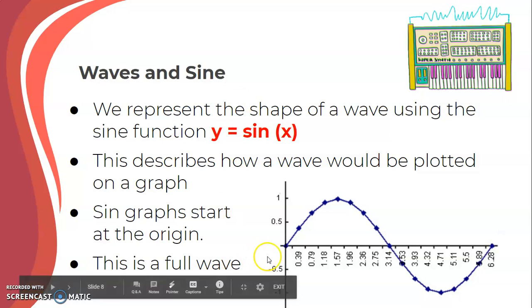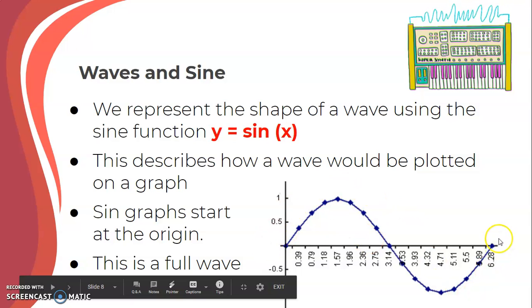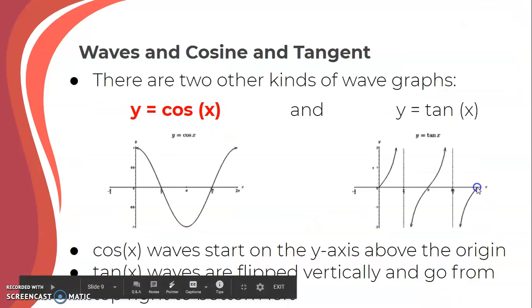Sine graphs always start at the origin, where the x and the y meet, at the values of 0, 0. This represents a full wave because it starts at 0, 0, goes up, goes back to the x-axis, then goes down, and comes back to the x-axis. So basically, if we were to pick up the bottom half of this wave and attach it to the top half, it would sort of make a circle. Once it fully makes a circle, goes fully up and fully down, and comes back to the x-axis, that's a full and complete wave.